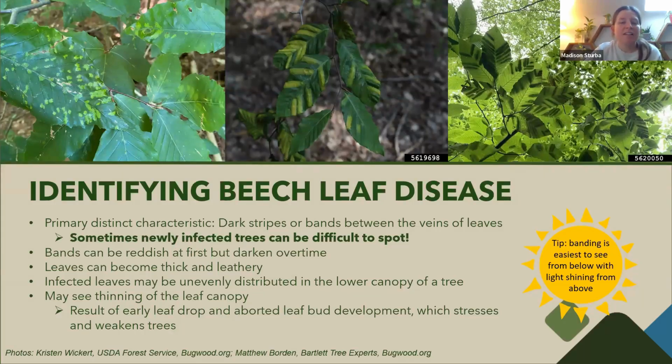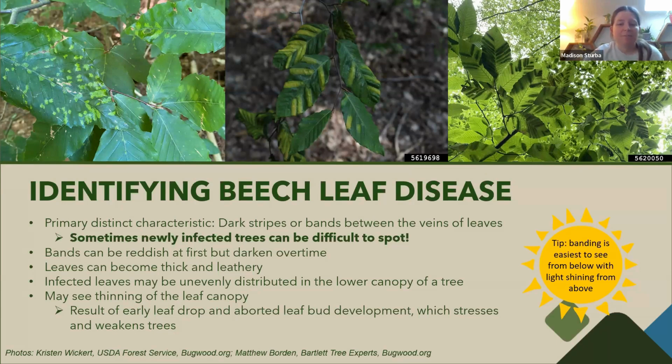So a big role of community scientists in this program is to know how to identify beech leaf disease. This is what it looks like here at the top. There are 3 different pictures. The most distinctive feature of beech leaf disease is those dark stripes or bands between the veins of the leaves. This banding is really easy to see when looking at the leaves from below and allowing the sunlight to pass through the leaf tissue. So if you're walking on a sunny day, you might be able to see it better when you're looking up from the street below.